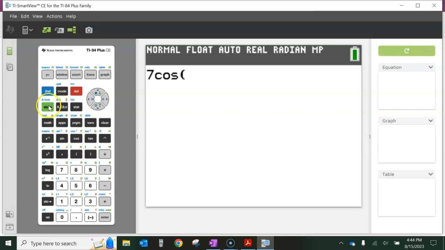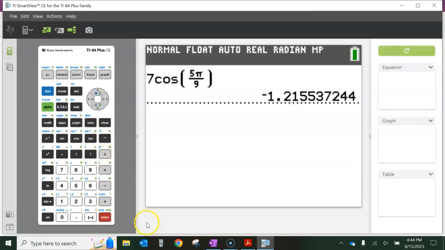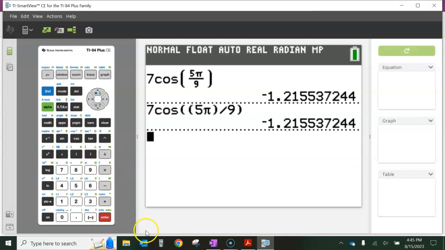Alternatively, let me enter it in here. So we'll do 5 pi. Pi is above this arrow up button. So we've got 5 pi over 9. So that's 1. Okay. I can also do this as 7 cosine. You just have to be really comfortable with your parentheses. So put the entire numerator in parentheses. So I would do 5 pi. And then your denominator, the entire thing would have to be in parentheses if you had more than just a single number. And then I'd have that.